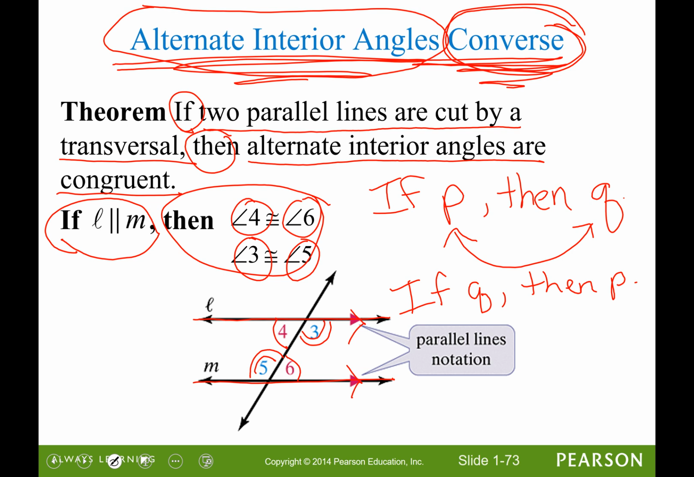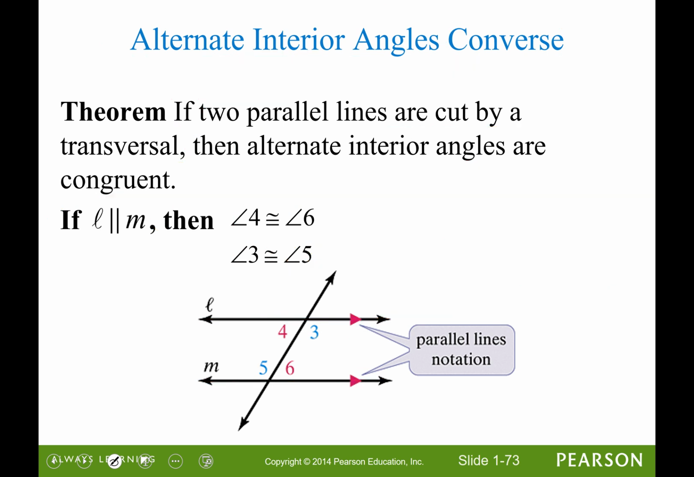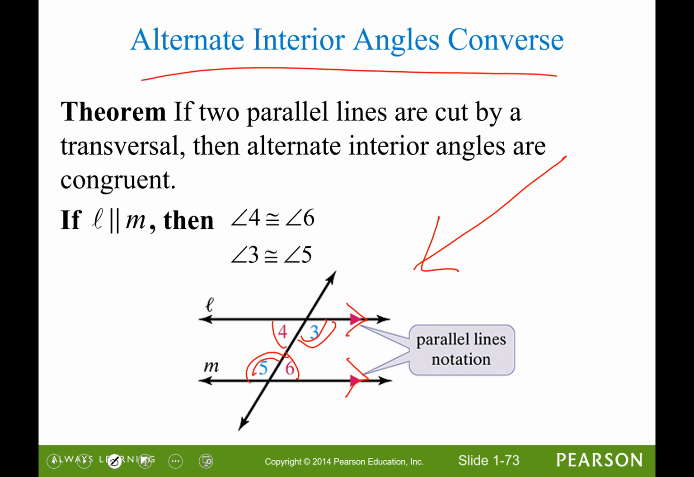All right, I'm going to erase all that and I'm just going to say it one different way. If you see a figure like this, where you have this geometric code, then you are able to add this geometric code. Justification, alternate interior angles converse.